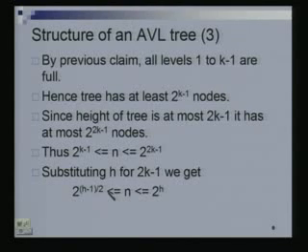Square root of 2 to the h nodes. Although if you've proved a sharper bound, I'm coming back to the older bound. The point is, it has an exponential number of nodes. It has a number of nodes which is some constant c to the h, an exponential, because that's what gives us the logarithmic height property.